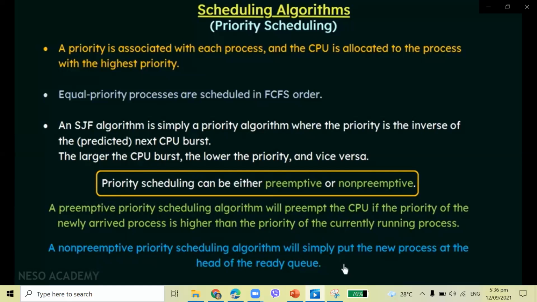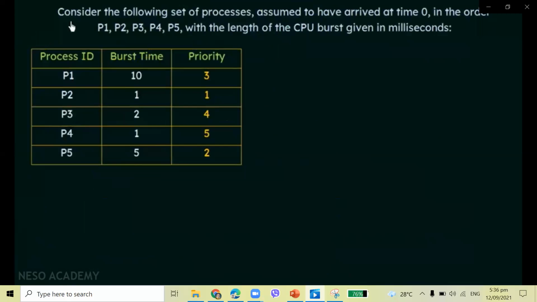Alright, now let's take some examples to understand this in a better way. So here we have an example. Consider the following set of processes assumed to have arrived at time 0 in the order P1, P2, P3, P4, P5 with the length of the CPU burst given in milliseconds. Here we have a table with process IDs P1 to P5, their burst times, and their priorities. They have arrived at time 0 in this order.